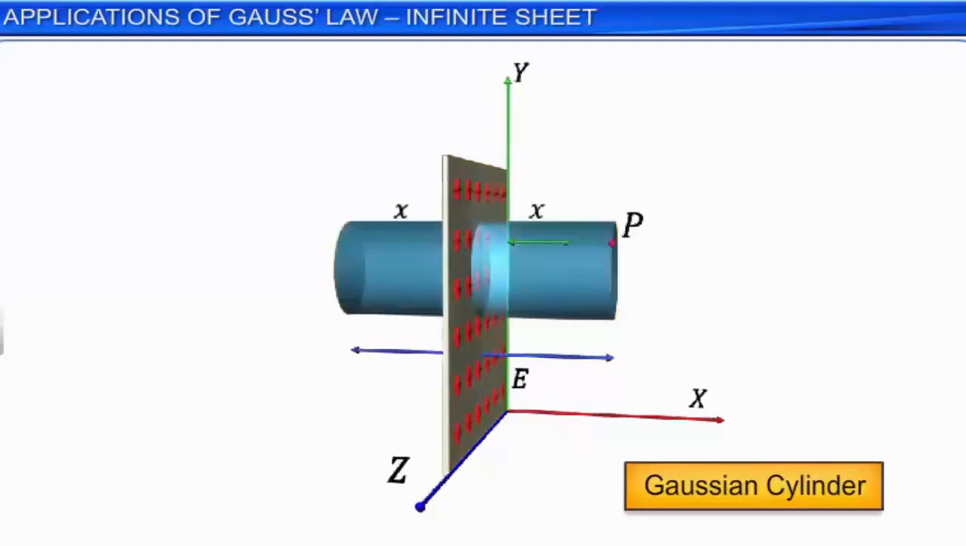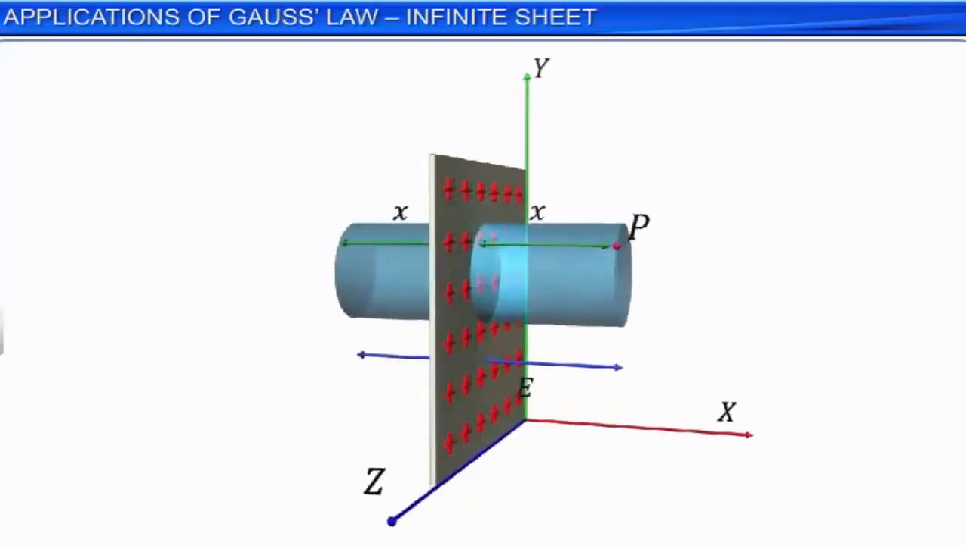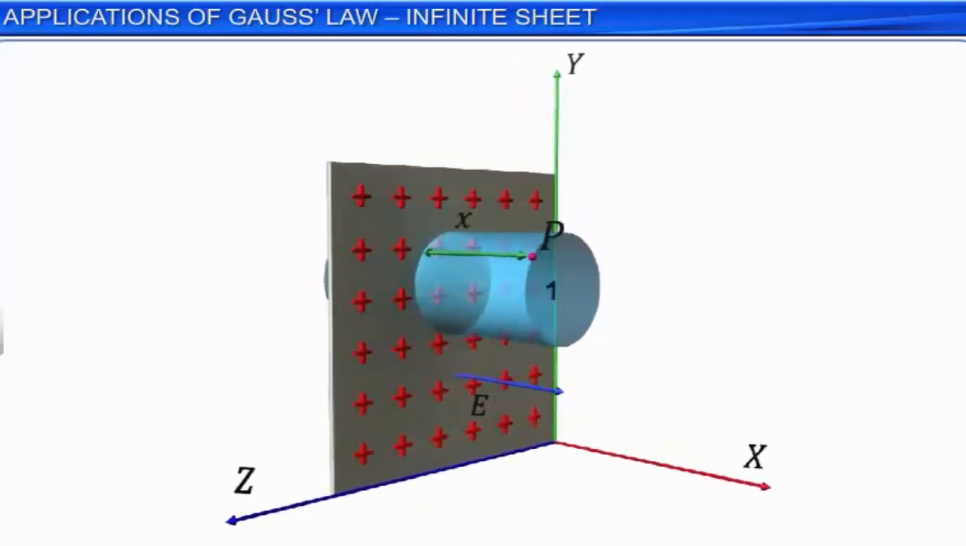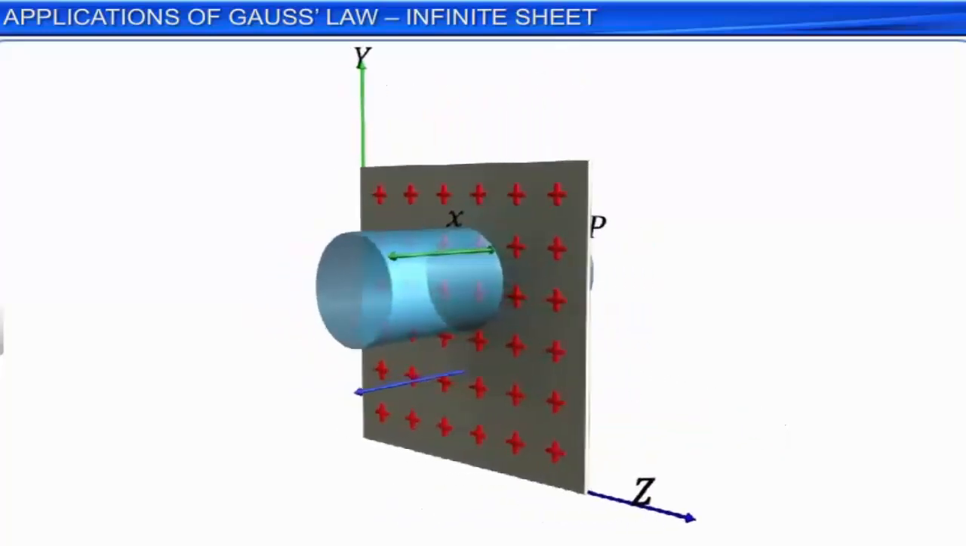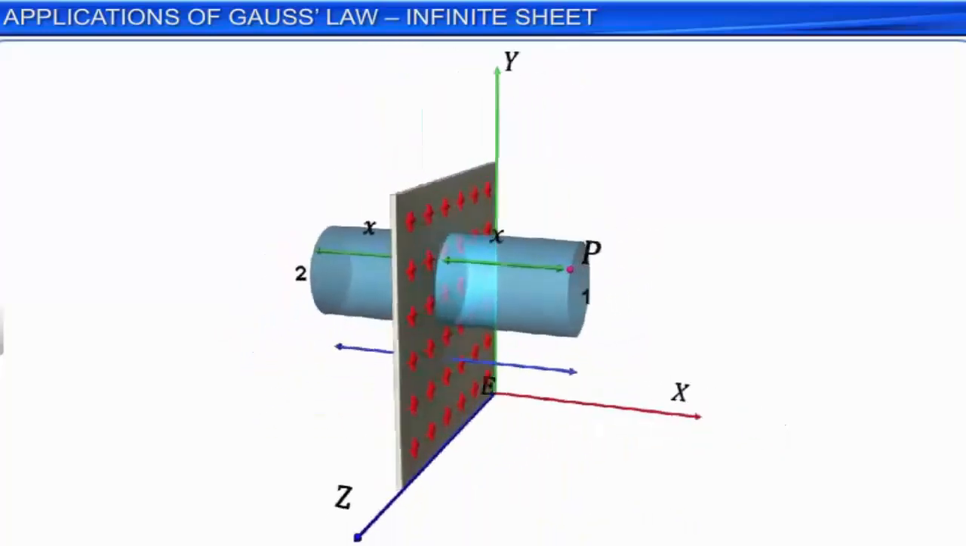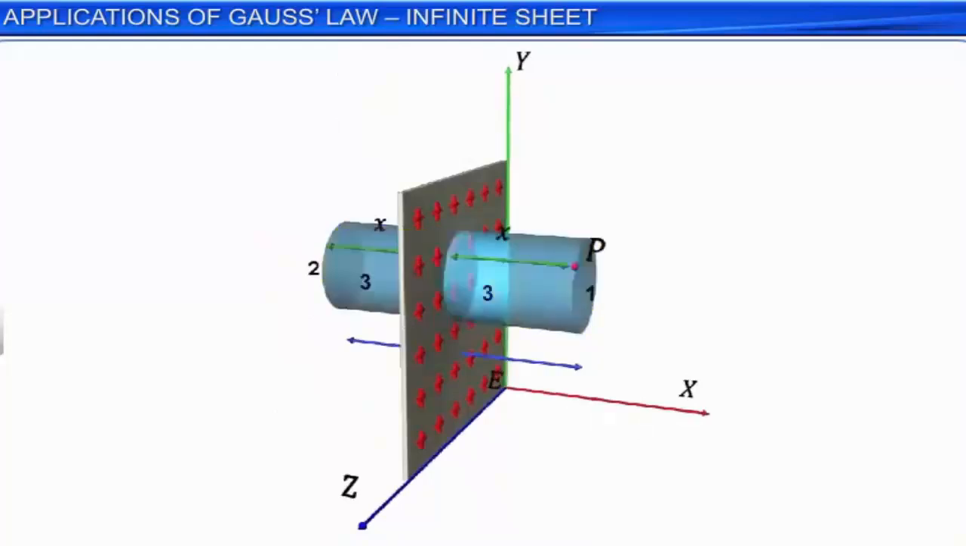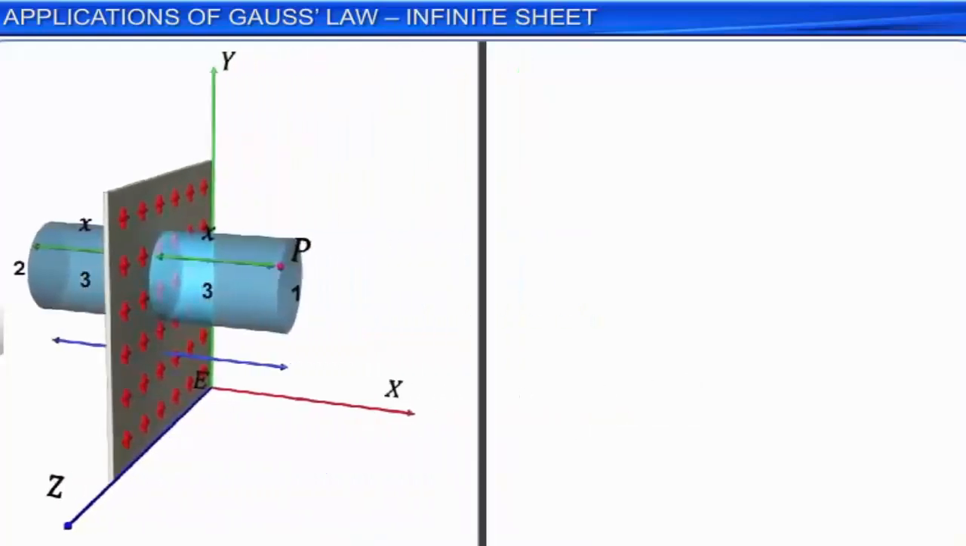Let the plane circular faces of the cylinder be marked as 1 and 2, and the curved surface of the cylinder be 3. The total electric flux, phi, through the Gaussian cylinder is the sum of the electric flux, phi 1, phi 2, and phi 3 through the surfaces 1, 2, and 3 respectively of the Gaussian cylinder. Let this be equation 1.